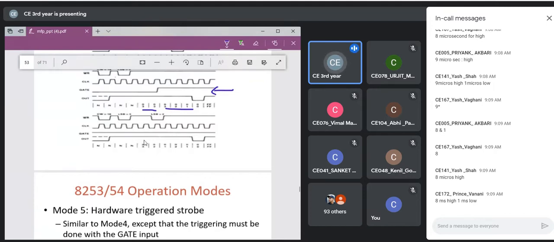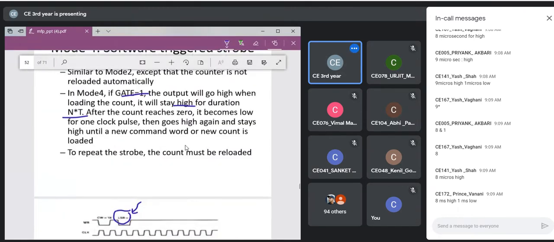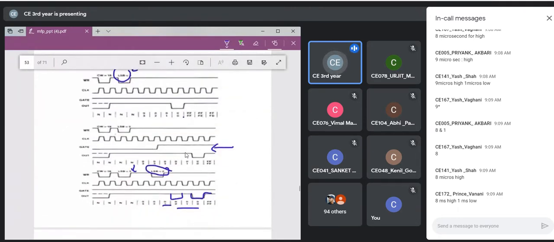And what will happen here? Suppose you are altering your count in between, yet your pulse was not low. It will not complete the count first as mode 2 was doing. It will alter the count. See here, ideally it should go low if the previous one is retained, but no, because the new count was given, the counter was loaded according to the new count. Now according to the new count, whenever the out should become 0, it will become 0. So that is the difference between mode 2 and mode 4. What are the differences? I will repeat them again.